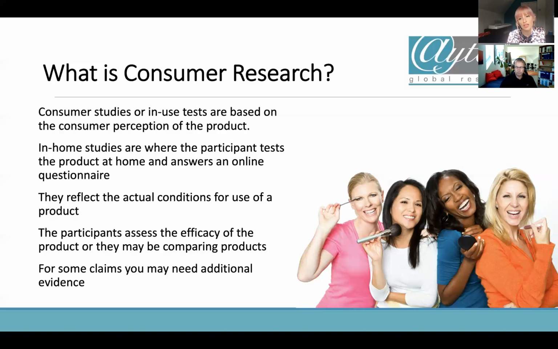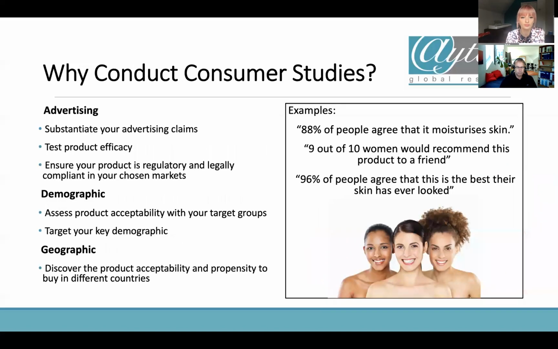So generally people are assessing the efficacy of one product or comparing it. And as mentioned, you might want additional evidence as well. It's certainly something that we can advise on. If you've got claims in mind, we can give you really clear guidance on what can be achieved through consumer perception and what should also have some clinical evidence behind it.